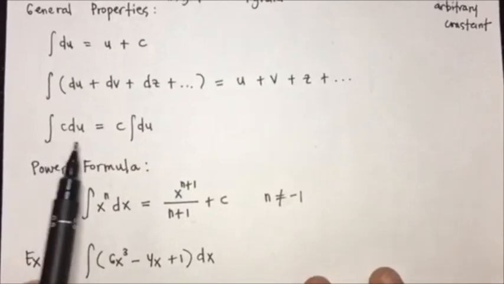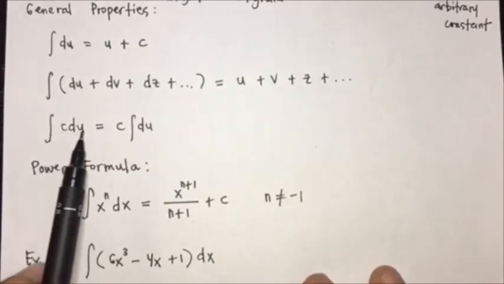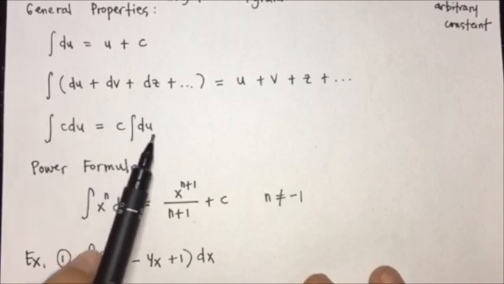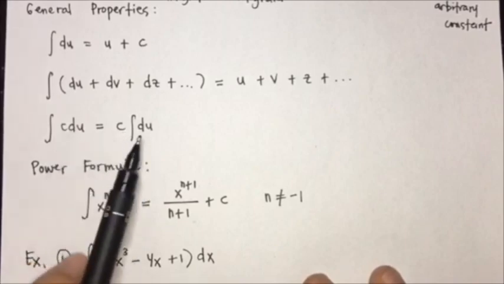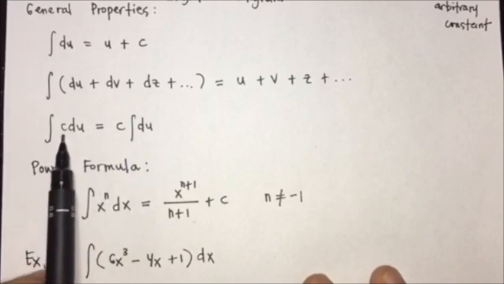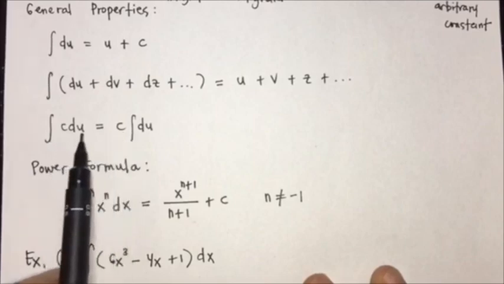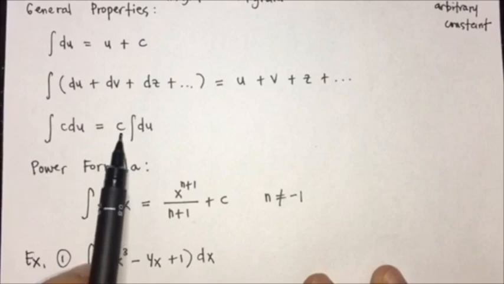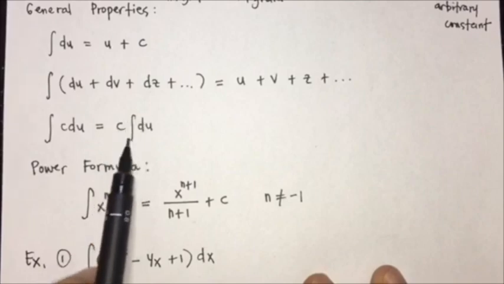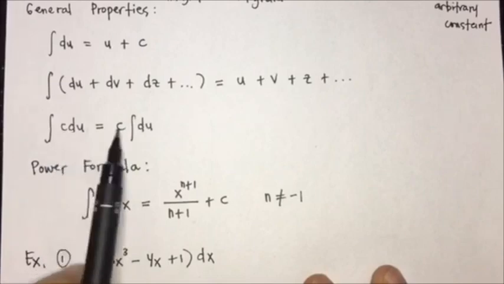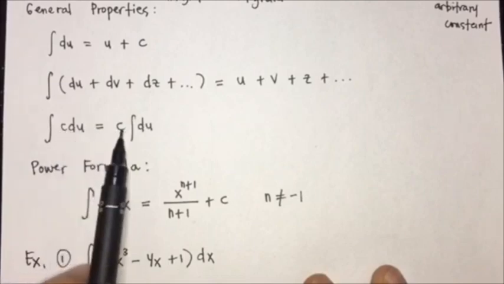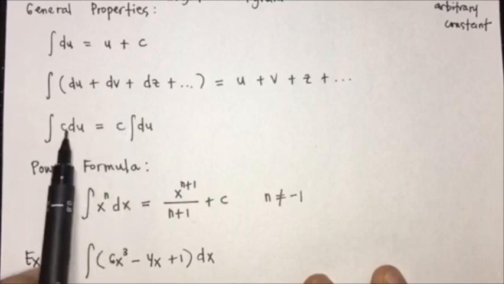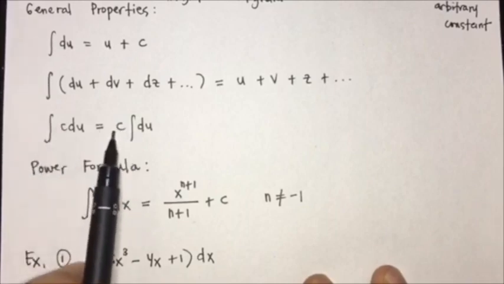And then the last one is the integral of c du is equal to c times the integral of du. This means that whenever we have a constant coefficient in the integrand, we can take that out of the integral sign and write it as a coefficient outside the integral sign. The constant is not included in the integration, so we can simply transfer it outside the integral sign.